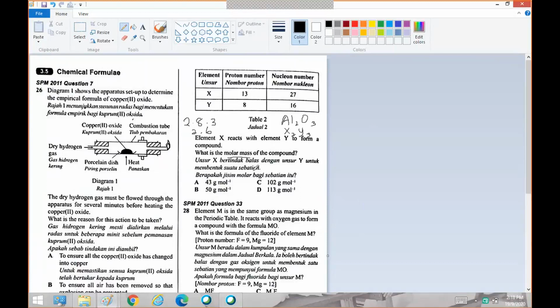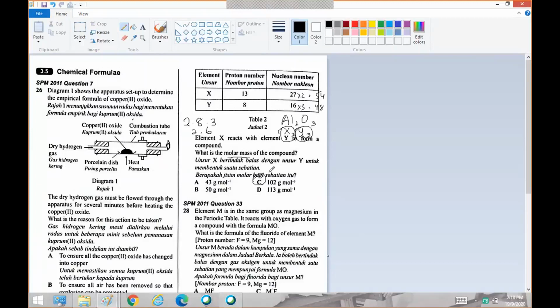So the molar mass is equal to the mass of X plus the mass of Y. All right, Y you have 3, so 16 times 3 is 48. And X you have 2, so times 2 here, you get 54. So 54 plus 48 will be equal to 102 grams per mole.